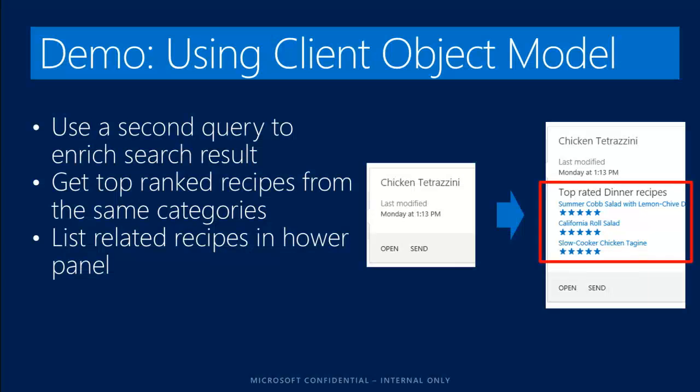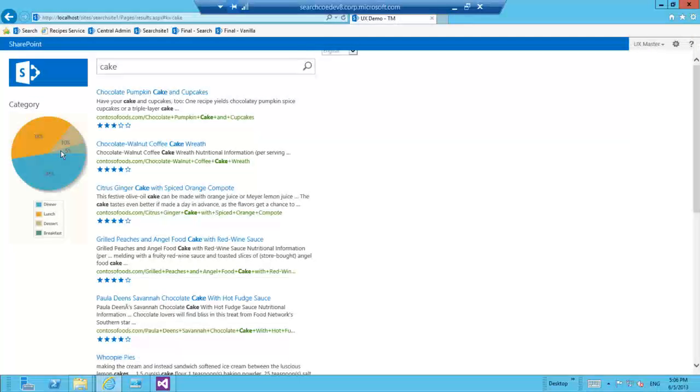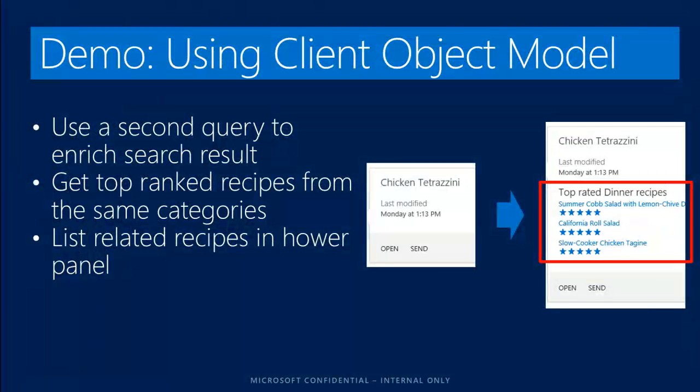Okay, so what we're going to do now is to use the client-side object model, which is the preferred way when you're working on the result templates, because you can just use it in Visual Studio and you get immediate results. The REST API is primarily when you're using external sources of some kind. Okay, so we're basically going to enhance the hover panel, and we're going to put in the highest ranked recipes from the same category. So we're taking out the category, and we are doing a new query. So every time you hover over something, you'll perform a query.